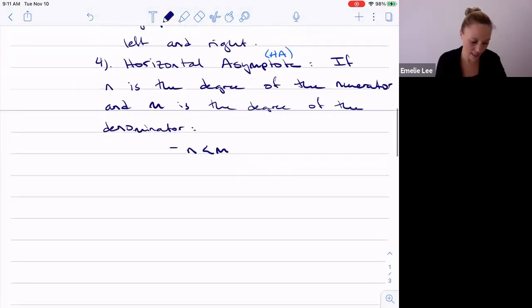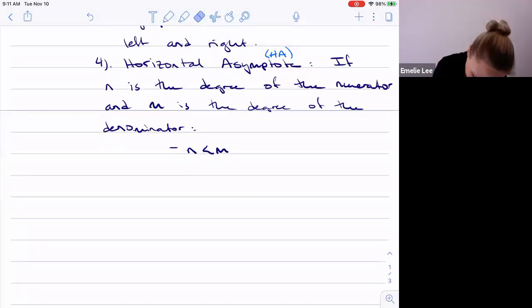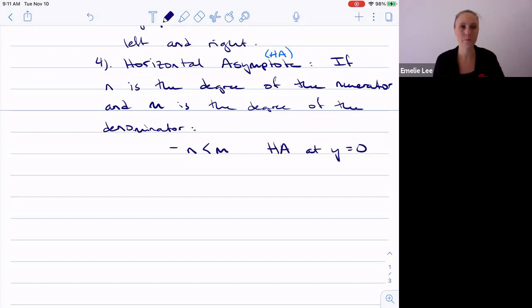So if n is less than m, so the degree in the denominator is higher than in the numerator, there's a horizontal asymptote at y equals 0. Okay, so on the x-axis we have this horizontal asymptote. And I'll remove that because it looks like a negative.